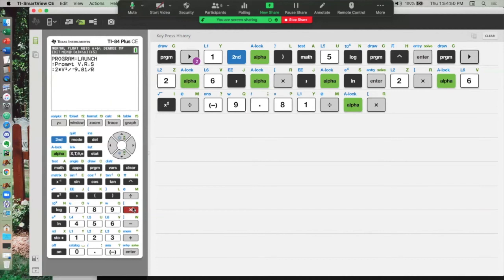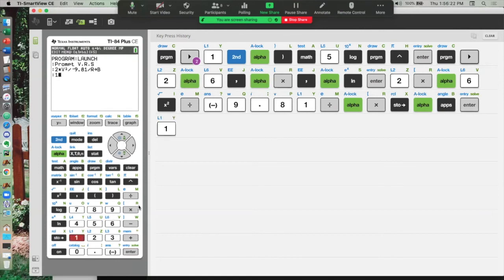So what am I going to do with this? I need to store this in a variable, right? So this is B, right? So I come down here and I click store, S-T-O. Okay? I'm going to do alpha B. There we go. So I just stored that in B. I do C. Here we go. We got to do C.